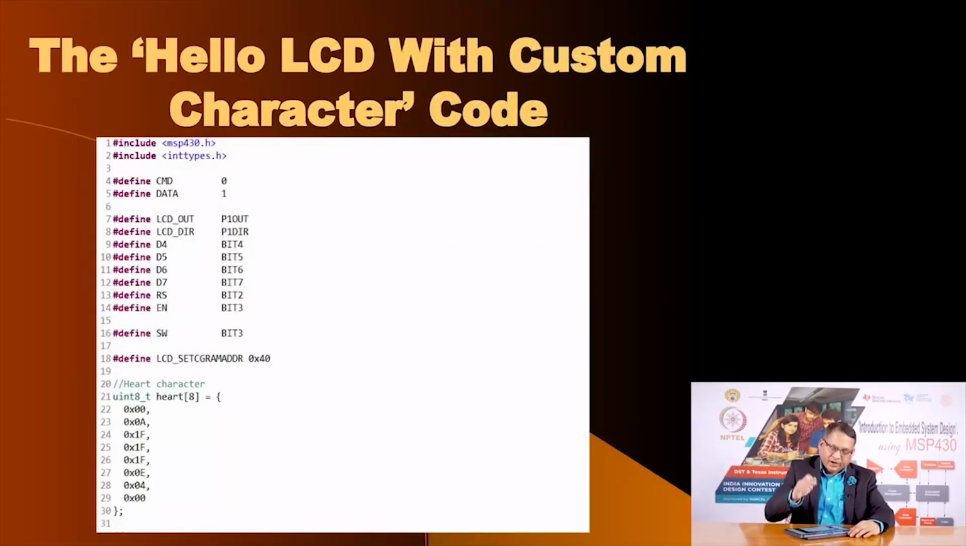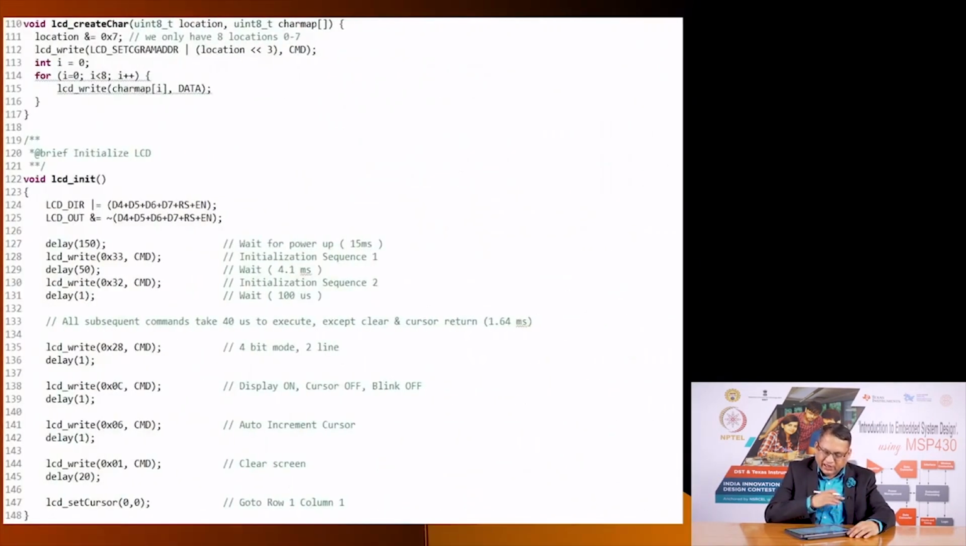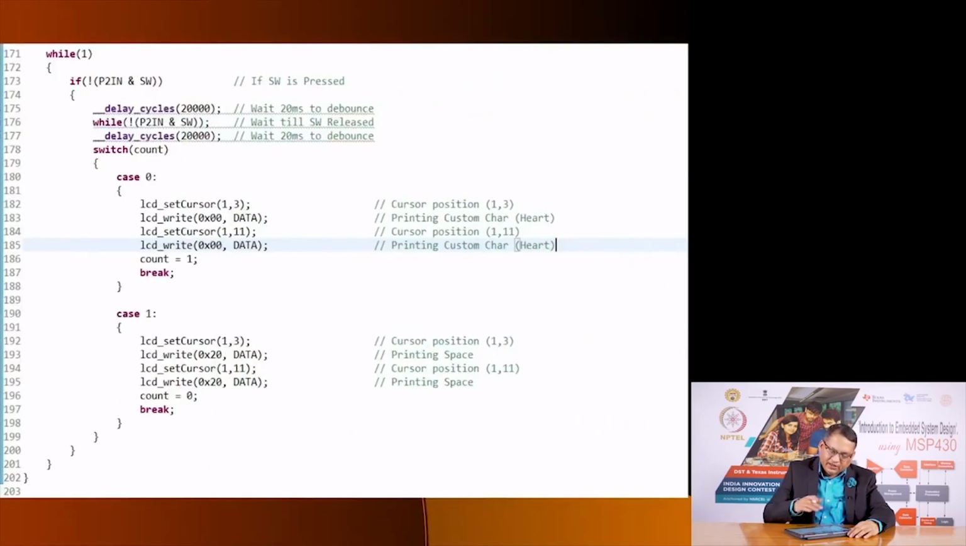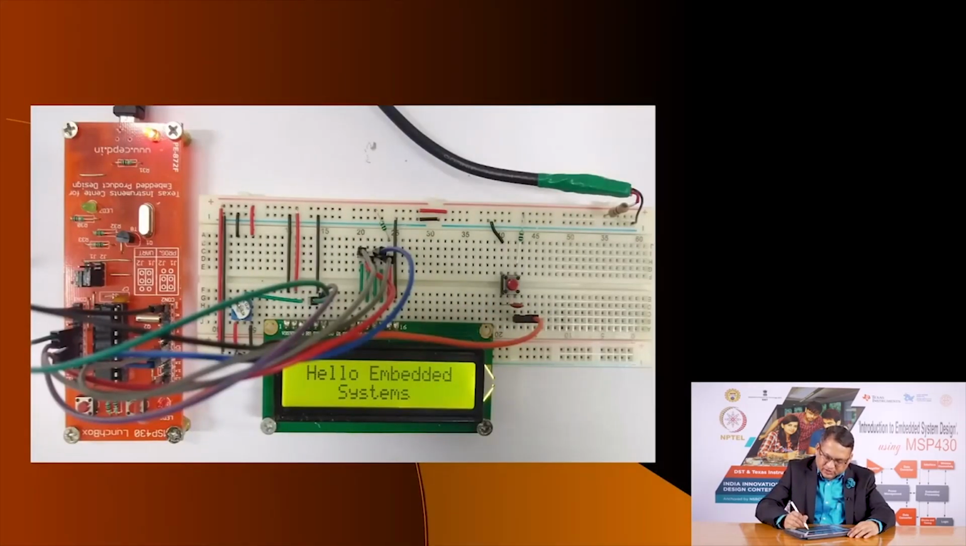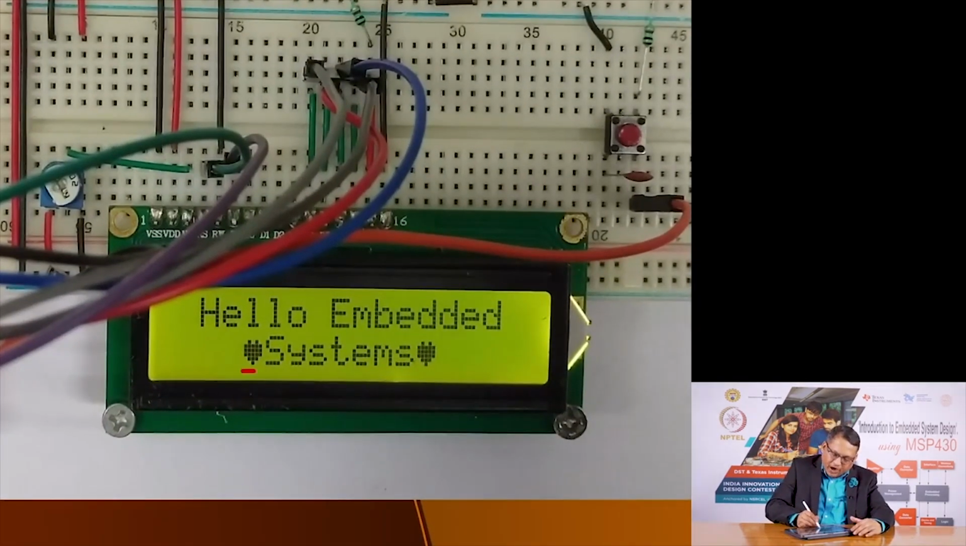So, I strongly recommend that you go through this. The code is very well documented, reading it will tell you what we are doing, and the connections are not very different. Other than the LCD, you only need to connect a switch here. When you download the code, you will see the same hello embedded systems. When you press the switch, you will see that 2 hearts appear before and after the systems. When you press the switch again, they will disappear, and so on and so forth.